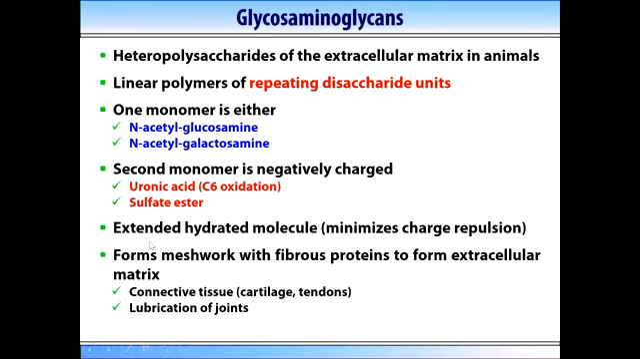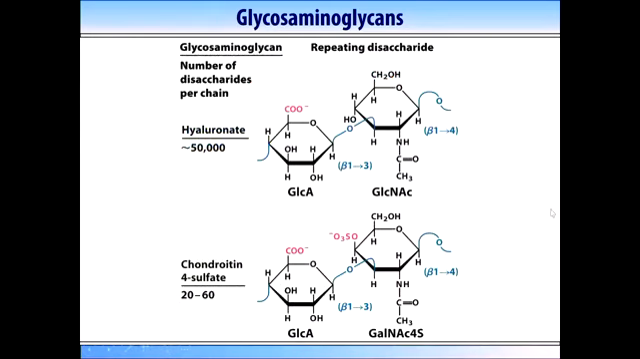Such molecules have lots of capabilities for forming hydrogen bonds with water, and as a result they attract lots of water, as you will see how their function is related to it. They form a meshwork with fibrous protein to form the extracellular matrix. They can serve as lubricants in joints and as connective tissue as well, such as cartilage or tendons. So here are the most popular ones.